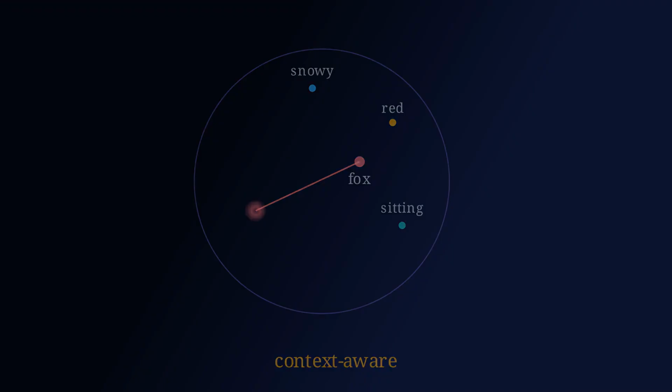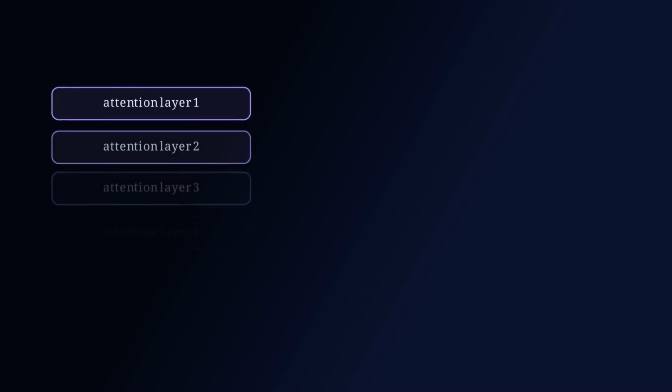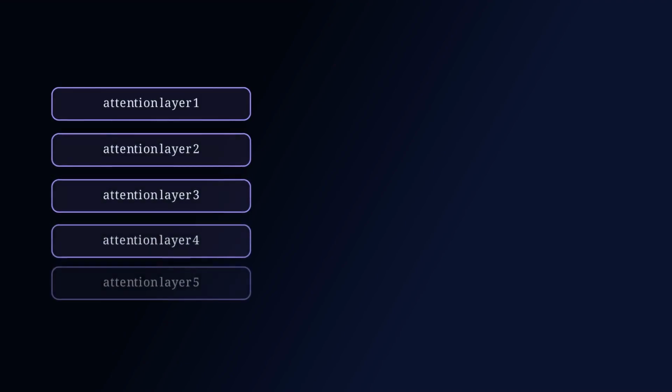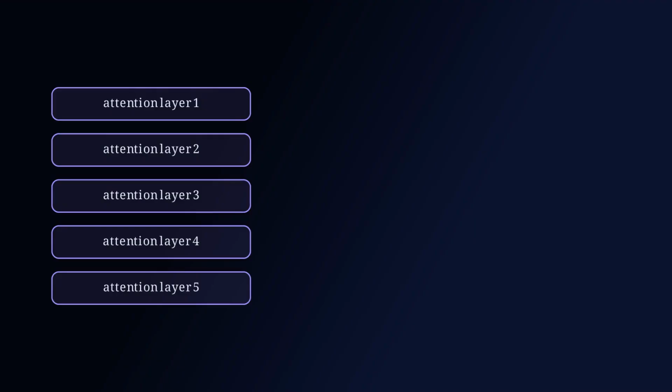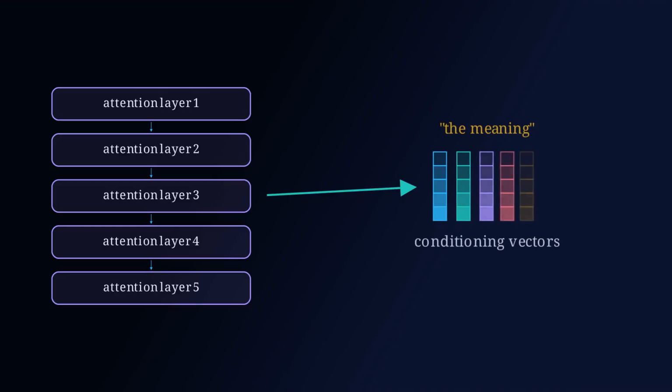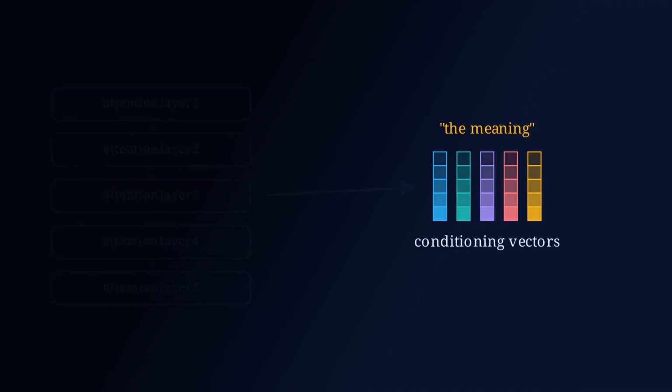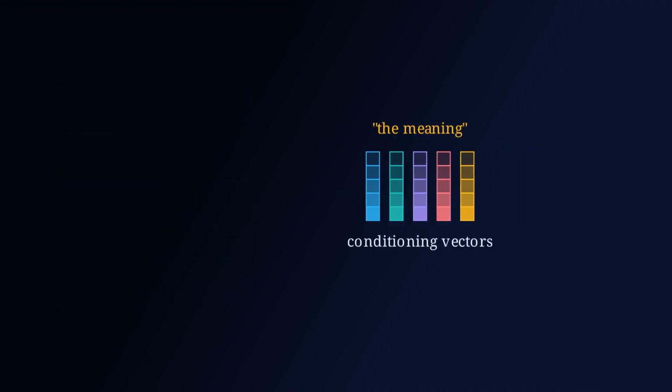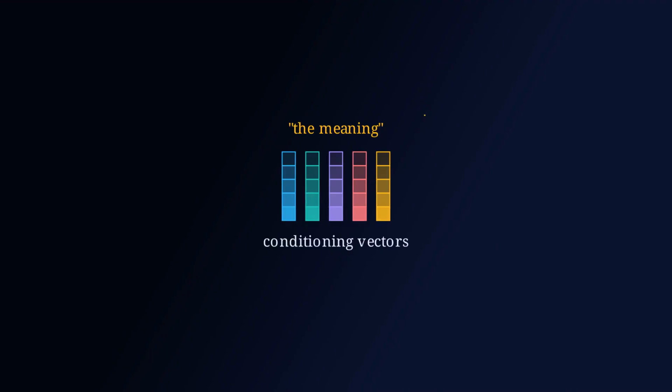Stack this attention step many times, and the encoder builds a rich, layered understanding of the whole phrase. The output is a set of conditioning vectors, one polished vector per token, together forming a compact summary of what you asked for. This bundle is the sentence's meaning, translated into the model's native language of numbers. Hold on to this conditioning bundle because it's the star of the second half of our journey. It won't draw the image itself.